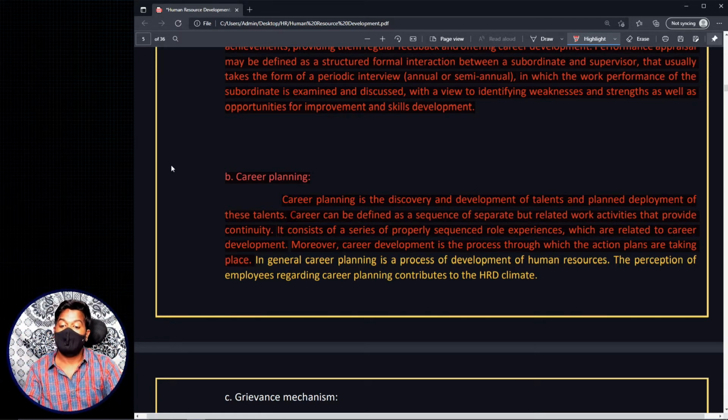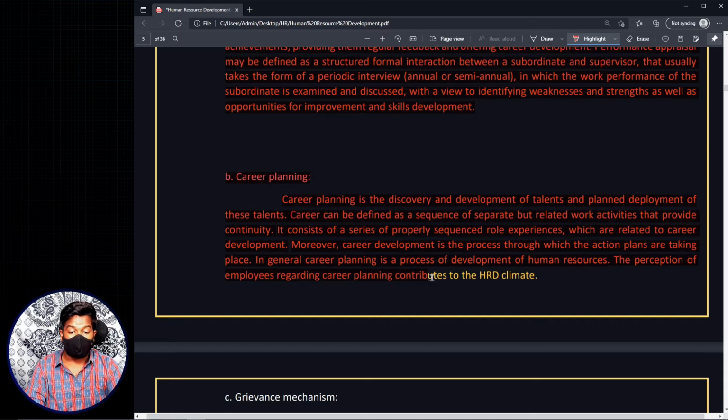Now in general, career planning is the process of development of human resource. The perception of the employees regarding career planning contributes to the HRD climate. You will be hearing so many different things here, for example HRD climate, HRD culture, and all these things. We have separate units for that. So if you are thinking that you're not able to get these words, don't worry, we will be having a detailed explanation for those things also.